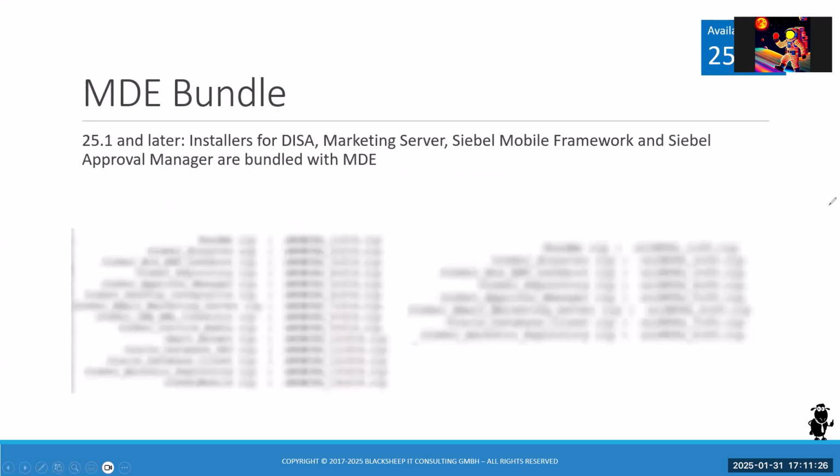And I had to blur it because it's not really public. If you download 25.1, you will maybe be on the lookout for the DISA installer, which I was. And I didn't find the DISA installer. And then I realized the installer for DISA, the marketing server, the mobile framework, and SAM, Siebel Approval Manager, are now all bundled in the same bunch of zip files, with one single download. Or you can download them individually from Oracle Support, but if you choose download all, you get a really big package.